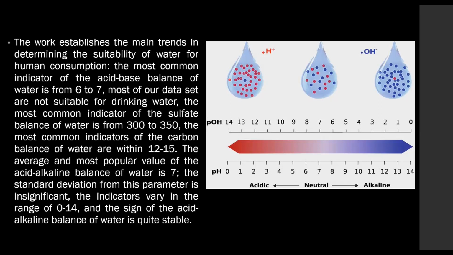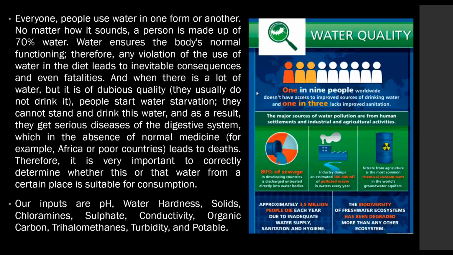The standard deviation of this parameter is insignificant, and the indicator value range is from 0 to 14, and the spread of this acid-alkaline balance of water is quite stable. Every person uses water in one form or another, no matter how it sounds. A person is made up of 70% water. Water ensures the body's normal function. Therefore, violating the use of water in the diet leads to inevitable consequences and even fatalities.